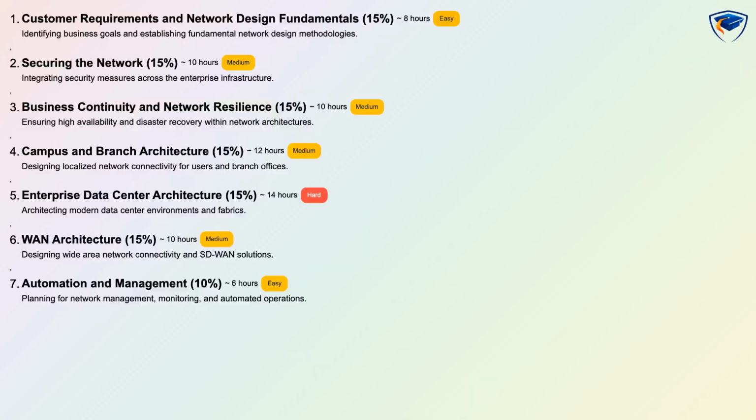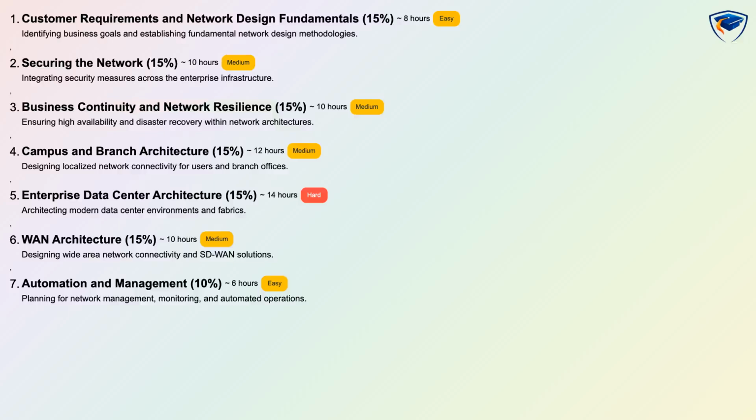The JNCDA exam is organized into 7 domains with exact weights you must know: Customer Requirements and Network Design Fundamentals 15%, Securing the Network 15%, Business Continuity and Network Resilience 15%, Campus and Branch Architecture 15%, Enterprise Data Center Architecture 15%, WAN Architecture 15%, and Automation and Management 10%.